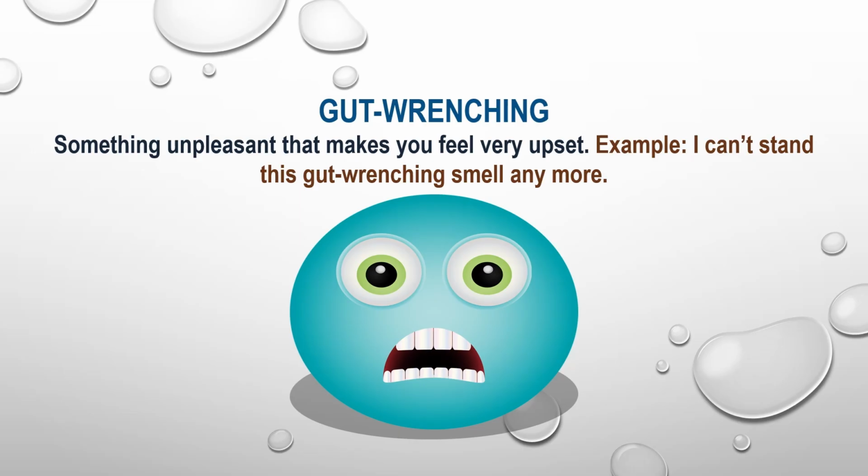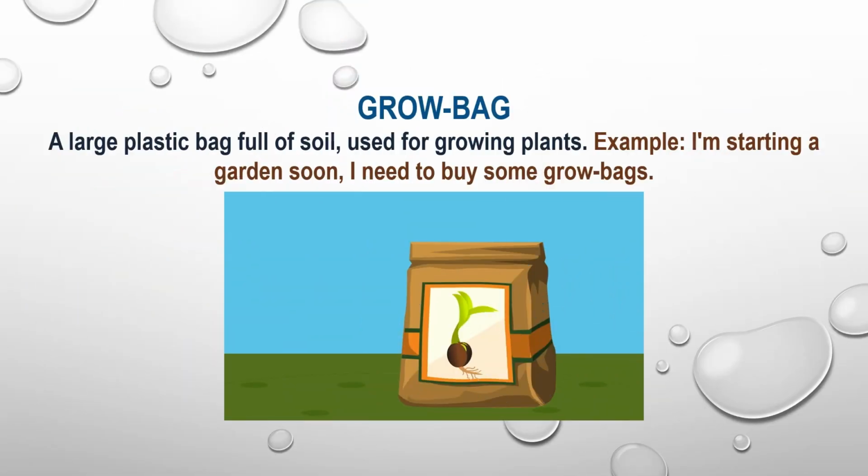Gut wrenching. This means something unpleasant that makes you feel very upset. Example, I can't stand this gut wrenching smell anymore. Grow bag. This is a large plastic bag full of soil used for growing plants. Example, I am starting a garden soon. I need to buy some grow bags.